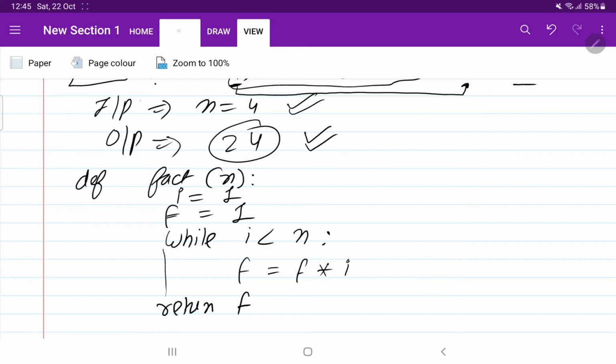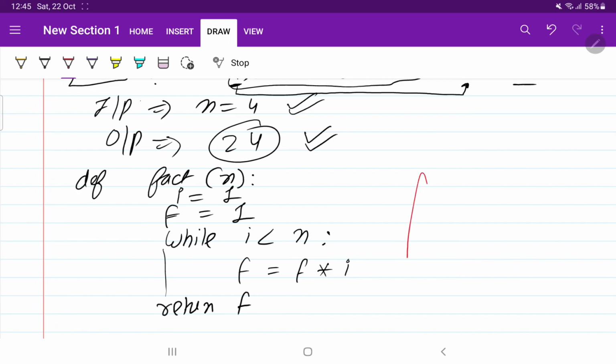Now you will say, sir, what have you written? Okay, I will tell you. The n value was 4, i value was 1, f value was 1. First of all, we came to this while loop. 1 is less than 4, yes, so it will enter the while loop. f will be f into i, and what is the value of i? 1. So the f value will become 1 now. Now we need to increase i by 1, so i will be equal to i plus 1.